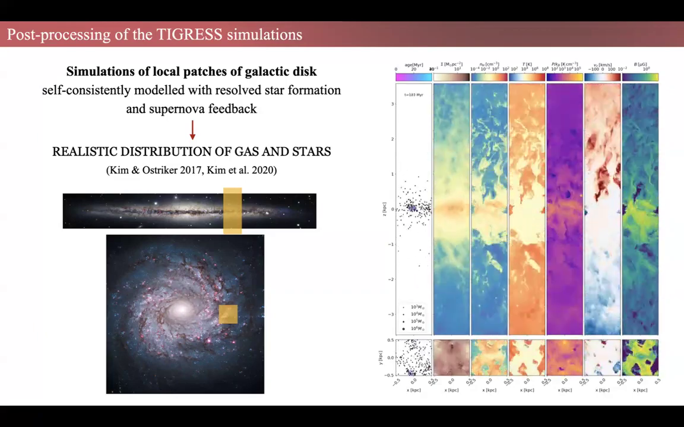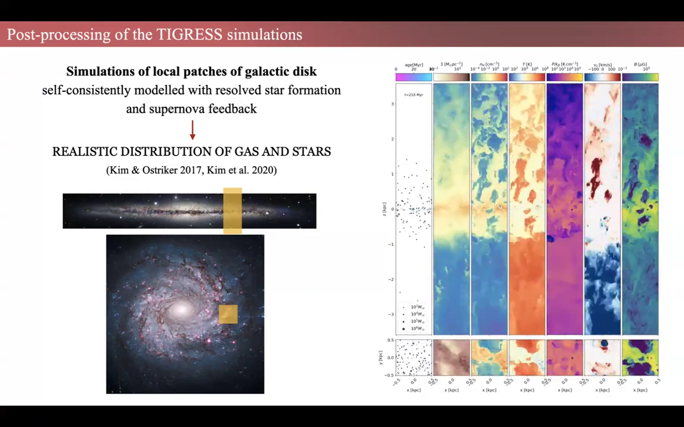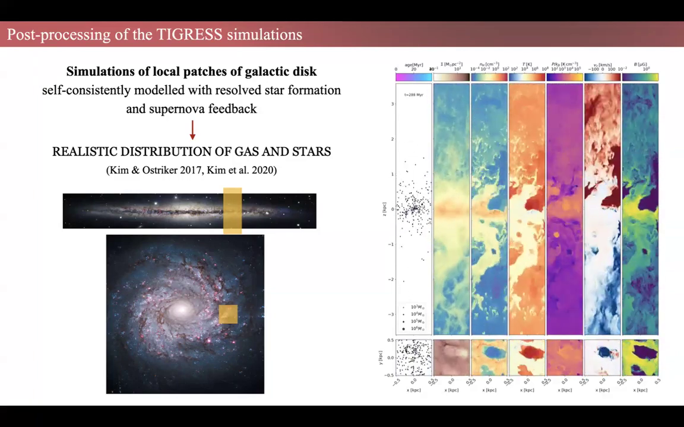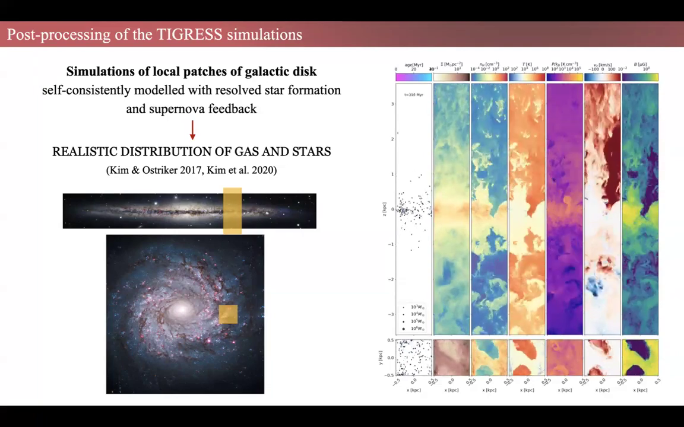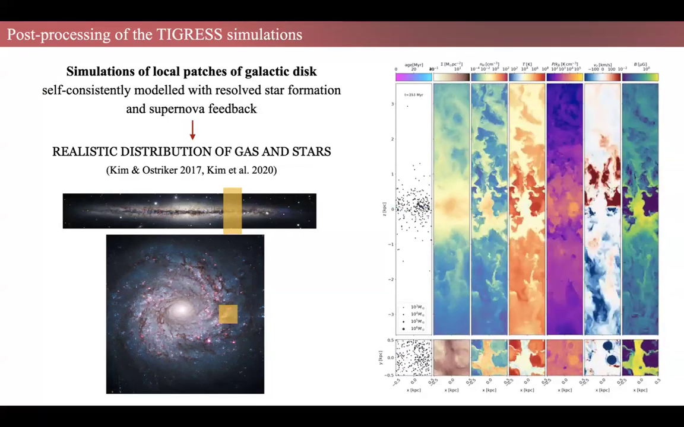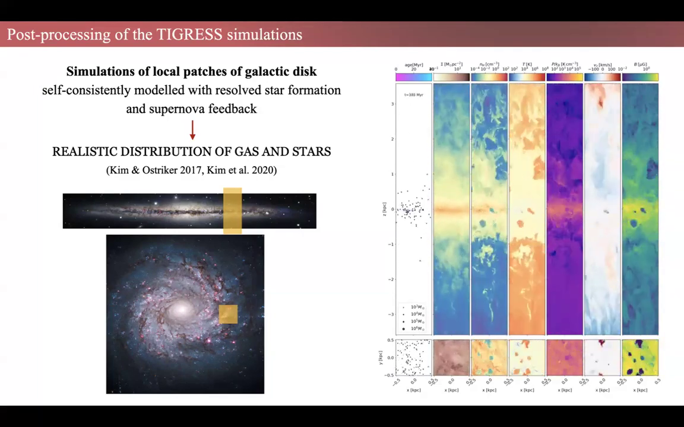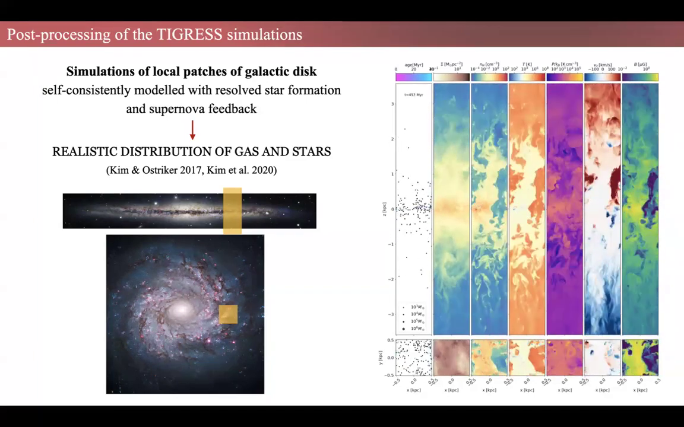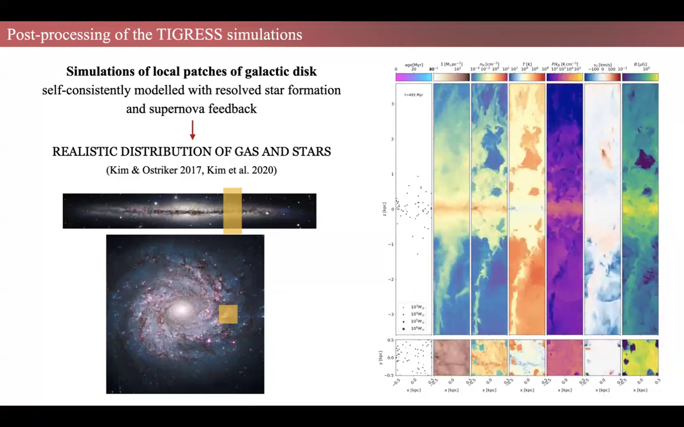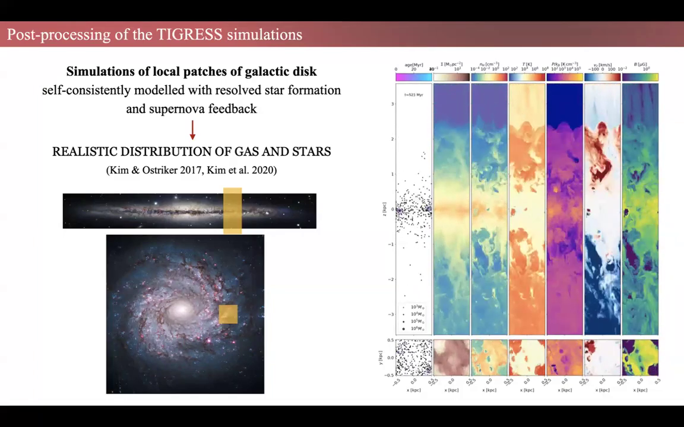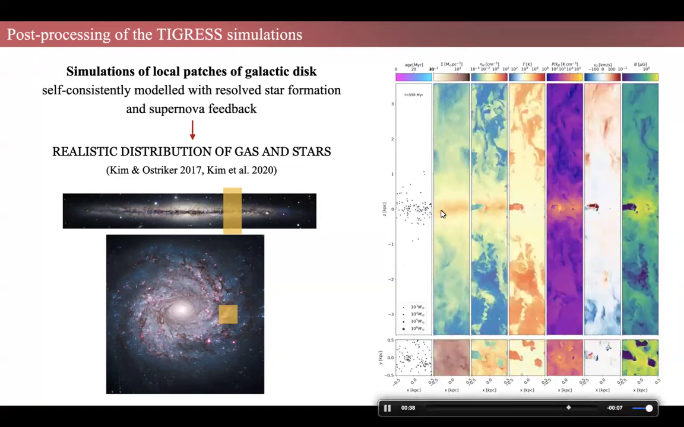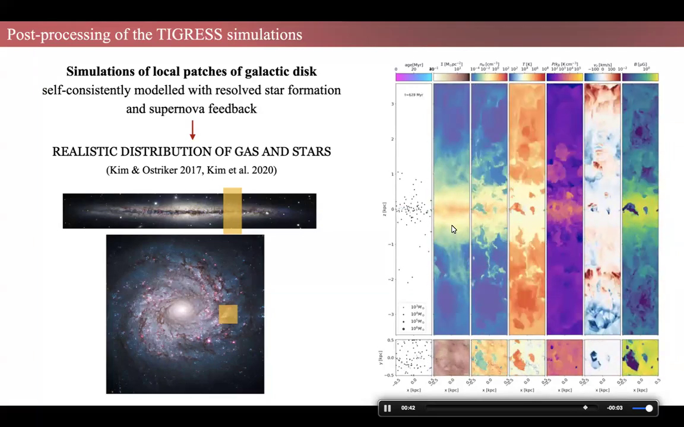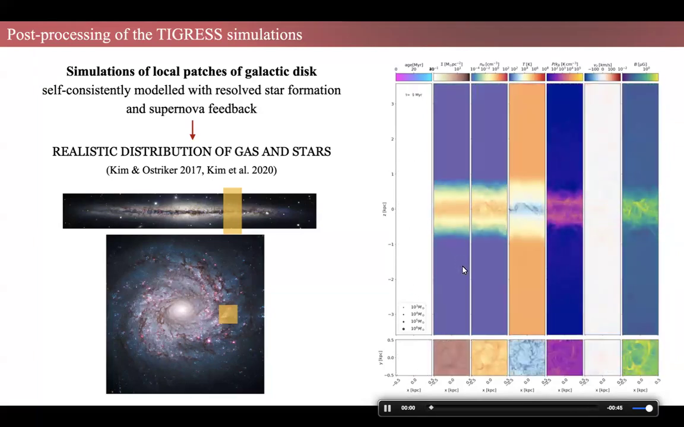Now, in this movie, you can see a movie of the Tigris simulation modeling the solar neighborhood environment. From left to right, we have star particle position and ages, gas density projection, gas number density, gas temperature, gas pressure, gas velocity, and magnetic field strength. And you can see the galactic disk is located here at around z equals 0, and it is characterized by a thickness of a few hundred parsec.